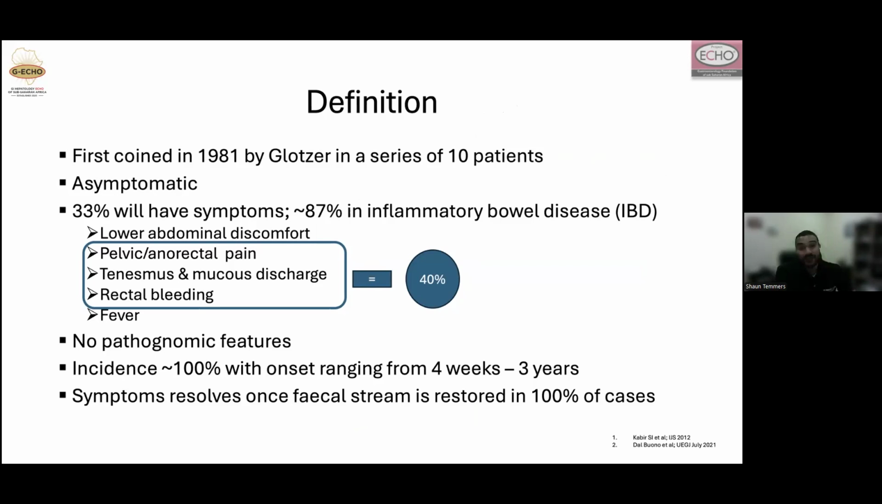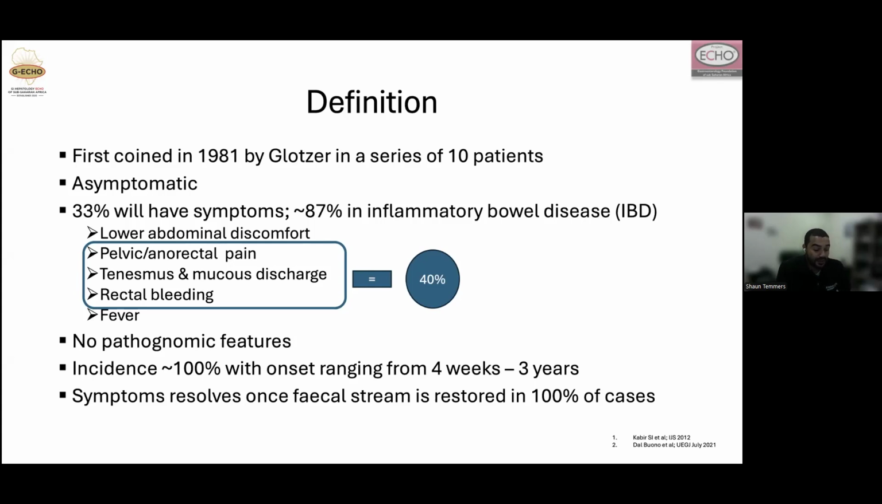87% of those patients that do have symptoms will have features suggestive of inflammatory bowel disease. The most frequent symptoms that you can find are pelvic anorectal pain, tenesmus, mucosal discharge, and rectal bleeding. Low abdominal discomfort has been reported. The issue, though, is there are no pathognomonic features, and the incidence will reach almost 100% from when the ostomy was created.